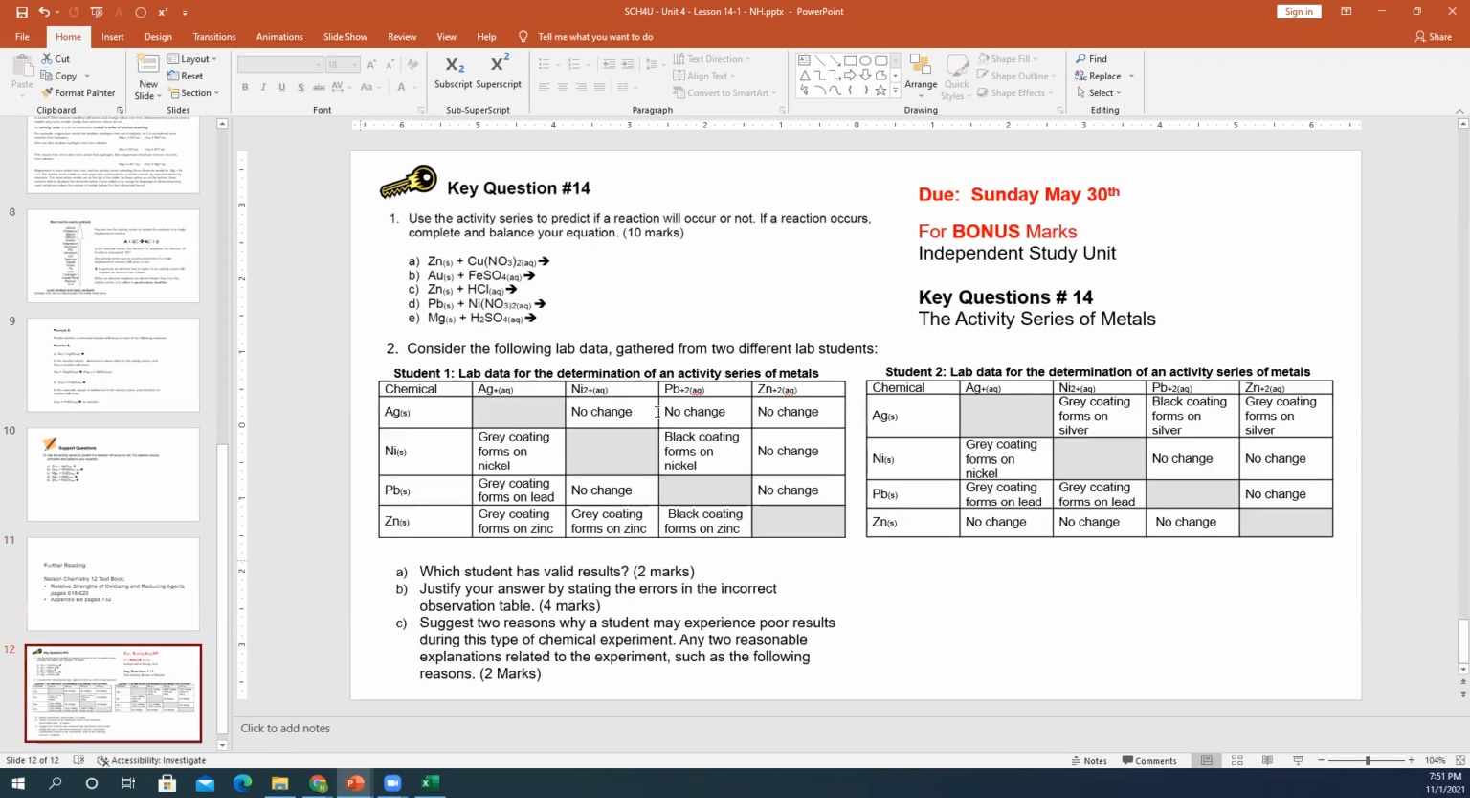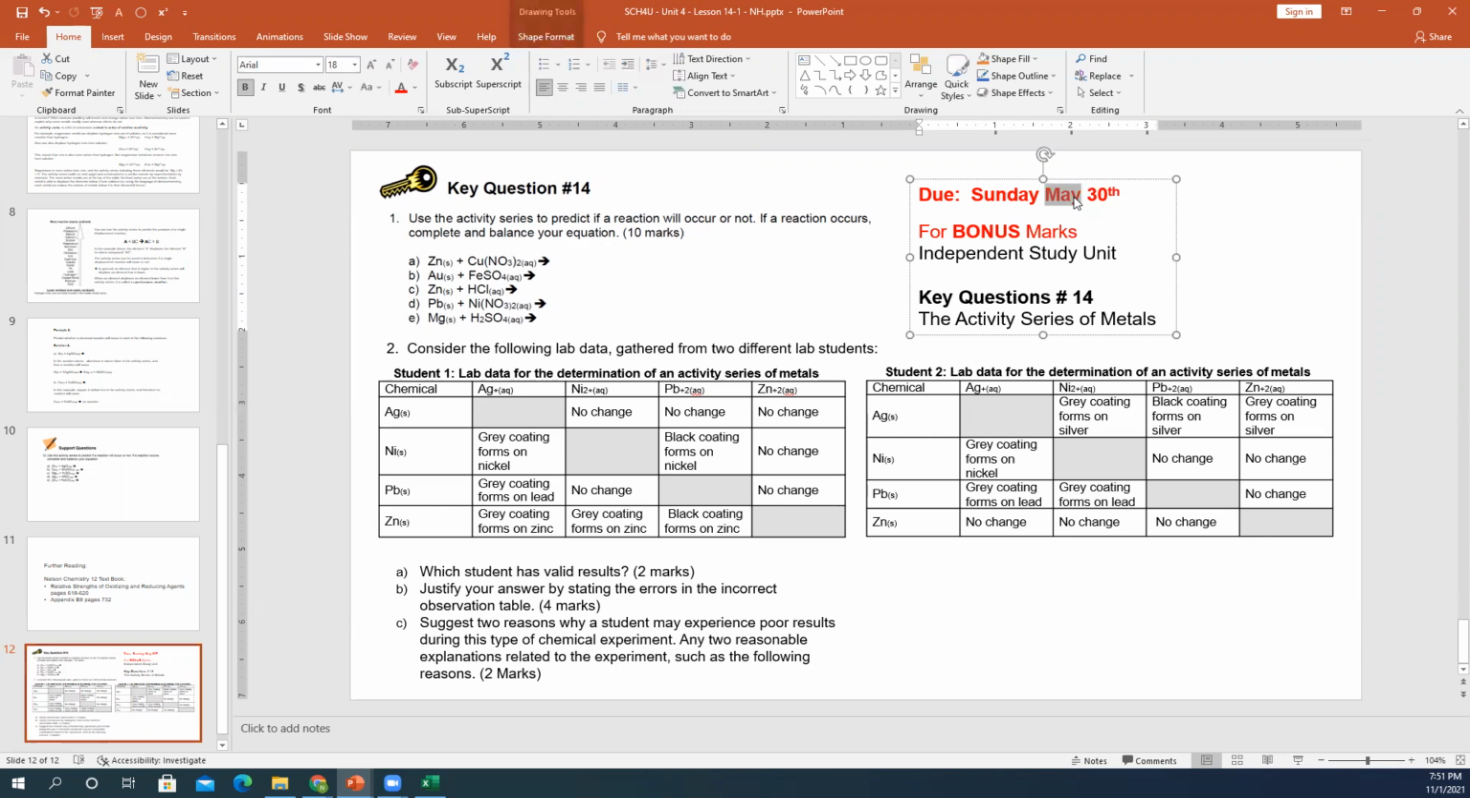And finally, key question 14. Like I said, this one is a bonus one. If you don't hand it in, you don't get penalized. But if you do hand it in, you get bonus points. And at the end, if there's assignments that you didn't hand in or assignments that you handed in but got a lower mark compared to this one, well, this can be used to improve your mark. So I urge you, even though you don't have to hand it in, go ahead, do your best, hand it in and reap the rewards.